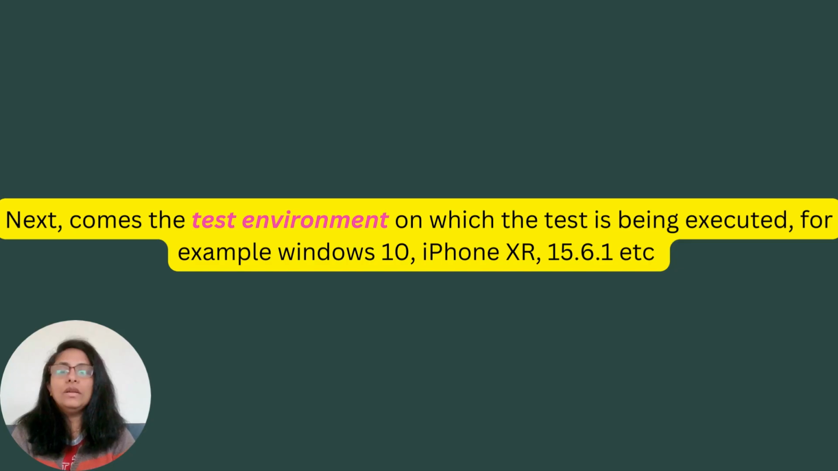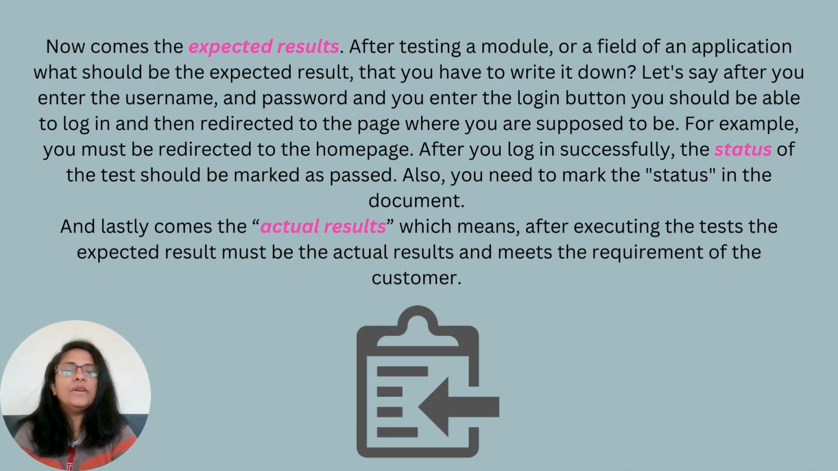Next comes the test environment on which the test is being executed. For example, Windows 10, iPhone XR 15.6.1, etc. Now comes the expected results. After testing a module or a field of an application, what should be the expected result? You have to write it down.